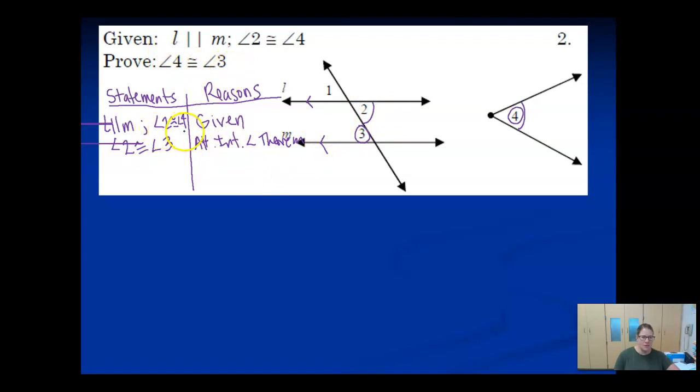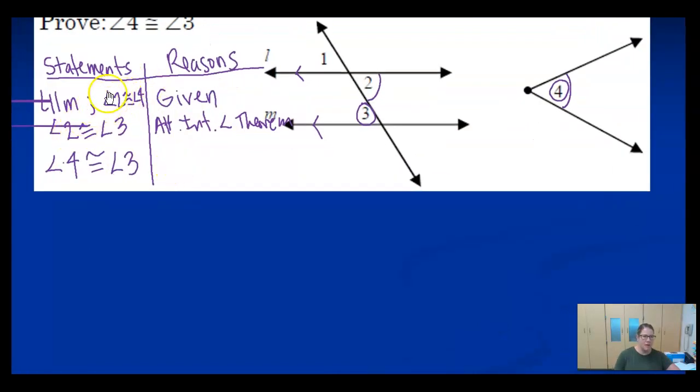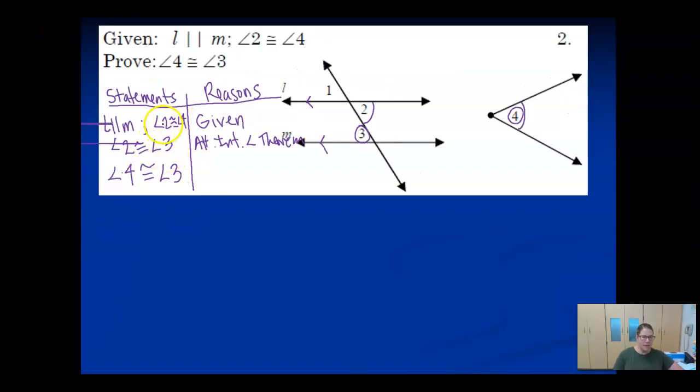Now I want to show that 4 is congruent to 3. Because I know that 2 is congruent to 4, and 2 is also congruent to 3, I've already claimed both of those, right? Now I'm going to claim that angle 4 is congruent to angle 3. And I can claim that because if they're both congruent to angle 2, they have to be congruent to one another, right? So this last one, if angle 2 is congruent to angle 4, and angle 2 is also congruent to angle 3, so I can say angle 4 is congruent to angle 3. That was that transitive property of congruence.